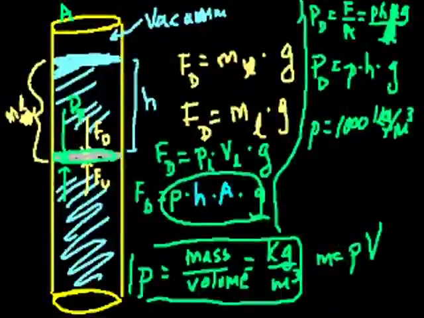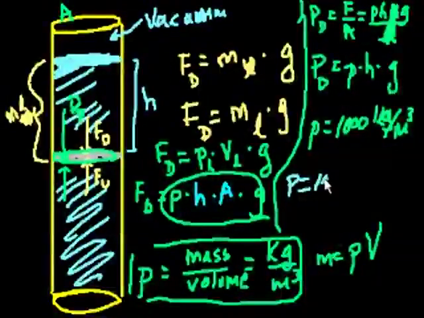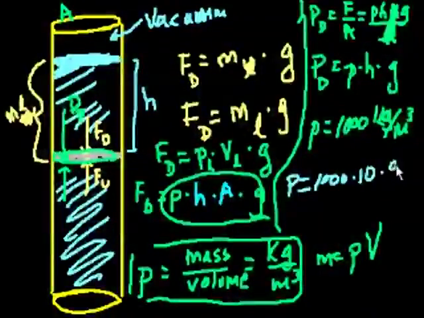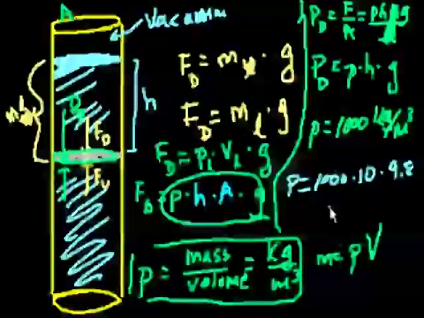So my pressure would equal the density of water, 1,000 kilograms per meter cubed. Make sure your units are right. I'm running out of space, so I don't do the units. Times the height, 10 meters, times the gravitational acceleration, 9.8 meters per second squared. It's a good exercise for you to make sure the units work out. That's 10,000 times 9.8.